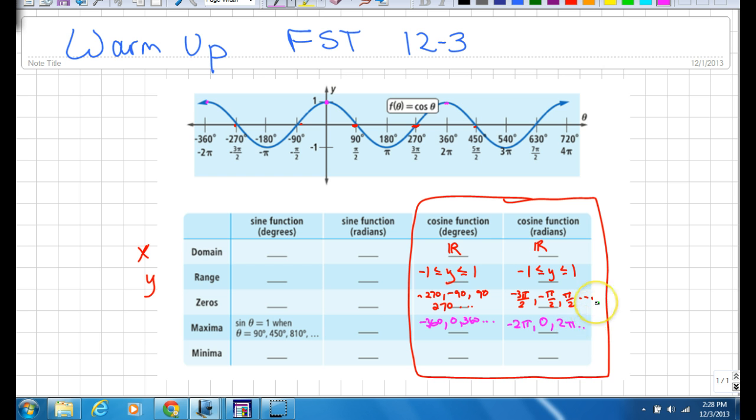Good. Now I want to know where are my minimums. Yep, at 180, at -180, and 540.